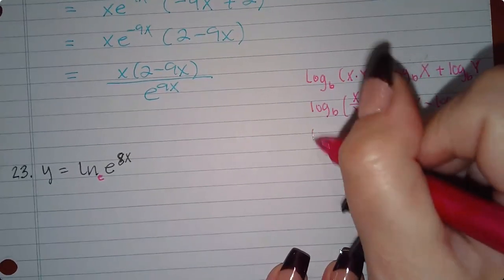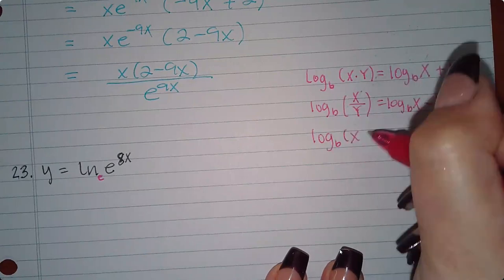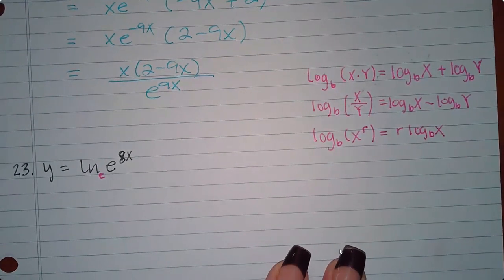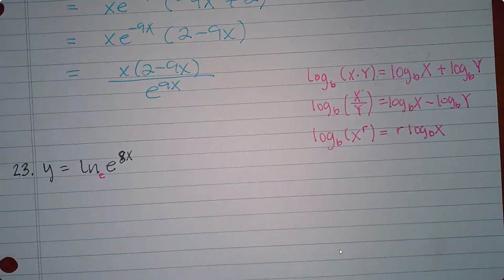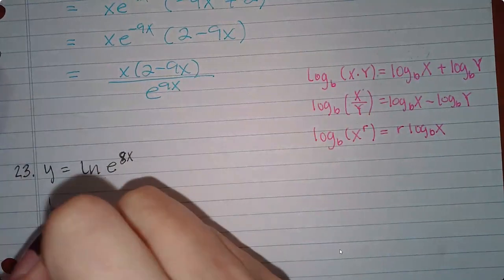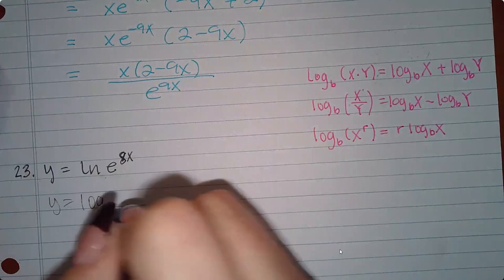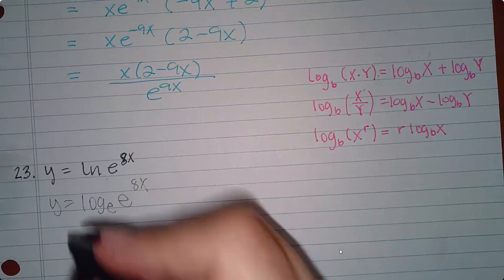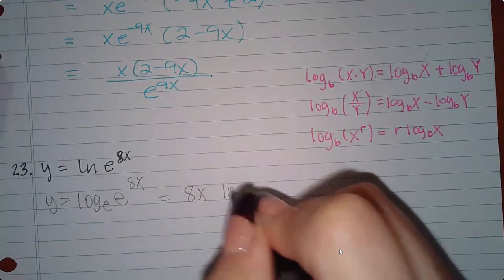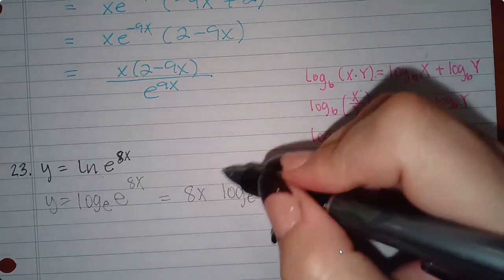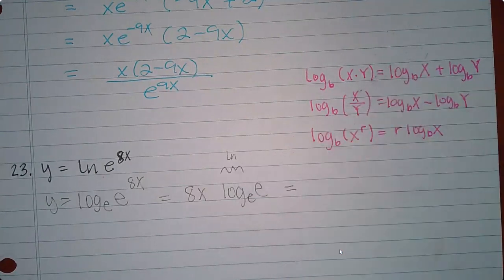And there's one more that's going to play here. If you have x to an exponent, that exponent can essentially just come down as a coefficient. Okay. So it doesn't matter what the log base is. Remember that ln, by definition, is the same thing as log base e, right? So you can apply those rules. So if I take this exponent and I bring it to the front, it's going to be 8x log base e of e. Does anybody know what, again, this is the same thing as saying natural log. What is the natural log of e?